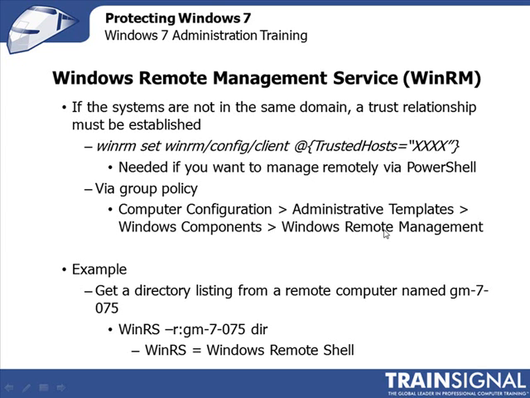Now what we're going to do is I've enabled the WinRM service on GM7075 as well as GMWAIK. I want to show you what happens when I try to execute the directory command using WinRS, which is the Windows Remote Shell command. That's kind of the sidekick for Windows Remote Management, against GM7075. And I'm going to do this from GM7WAIK.